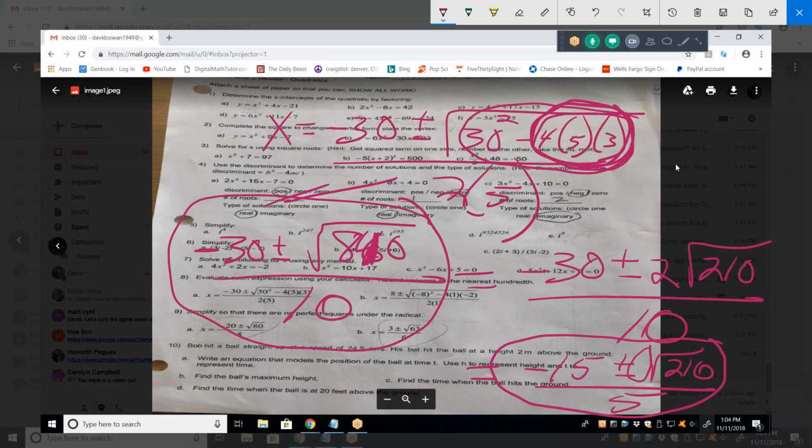You never use i unless you're taking the square root of a negative number. This is the square root of a positive number, 210. Doesn't matter the size of it. You do not use i unless you have a negative number.